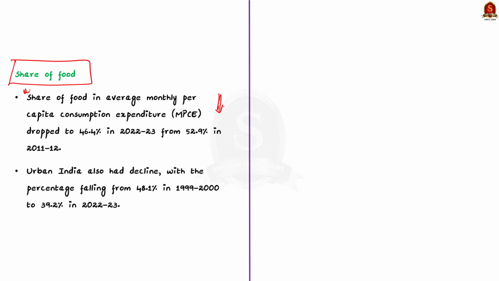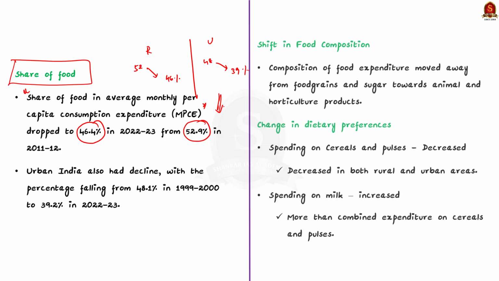For rural India, the share of food in the average monthly per capita expenditure dropped to 46.4% in 2022-23 from 52% in 2011-12. Urban India also experienced a decline, with the percentage falling from 48% to 39.2%. Not only the share of food in the average per capita expenditure, but also there is a shift in the composition of food. The composition of food expenditure has undergone a shift, moving from the basic calorie providers like food grains, sugars towards more animal and horticultural products.